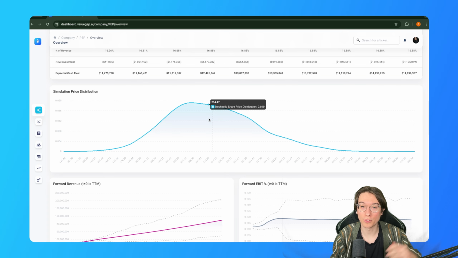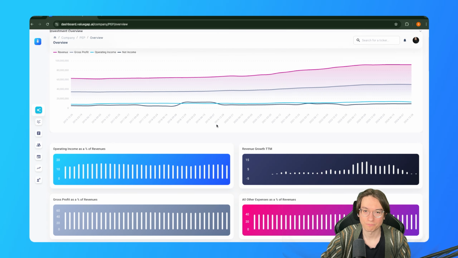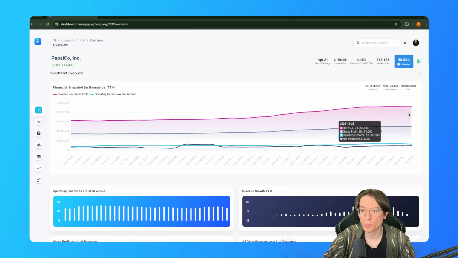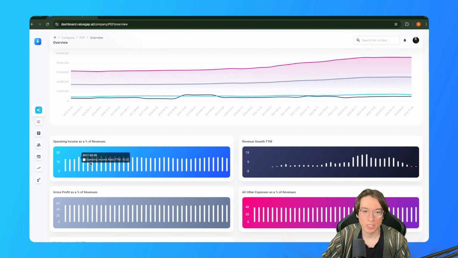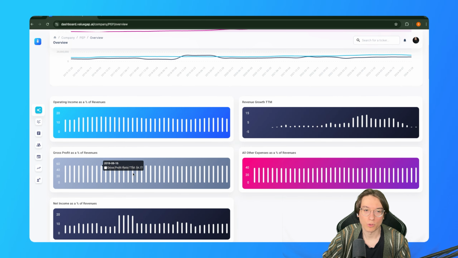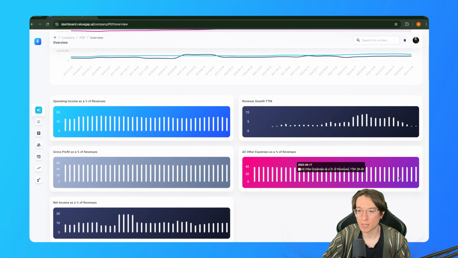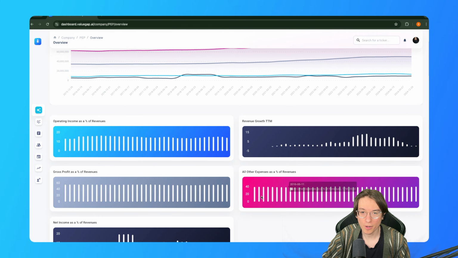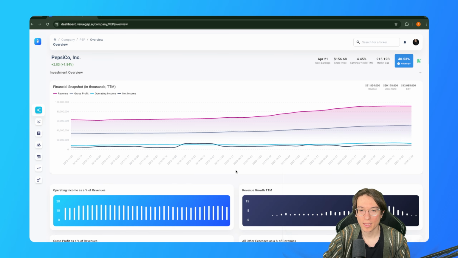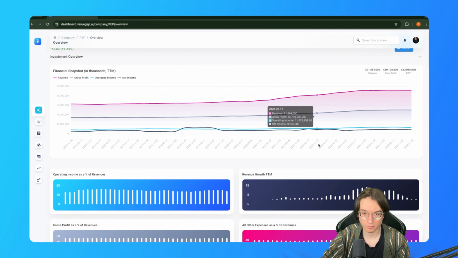But in addition to ValueGap as a valuation tool, it can also be used as a financial research tool. So on the financial overview page, you can gain a snapshot of 12 trailing month operating performance. You can gain access to key financial variables as percentages of revenue: revenue growth, gross profits, operating incomes, SG&A, net incomes, etc. This is all just to give you a snapshot of the company in real time to very easily see visually how the operations of the company are progressing.